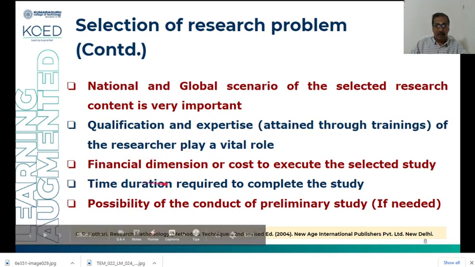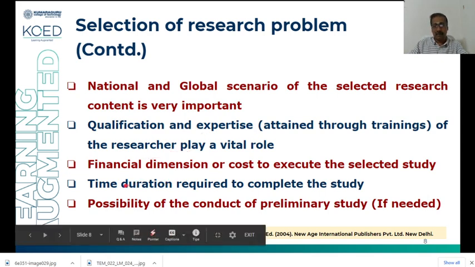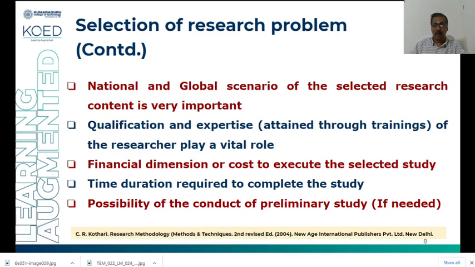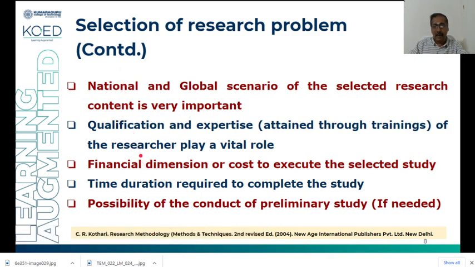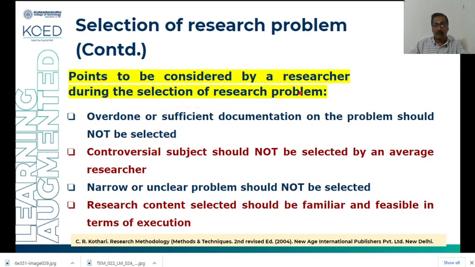That is very important. Yes, of course, cost, time duration, and if you want to conduct any preliminary study to make sure that the selected research problem is 100% right, you can go for a preliminary study, or otherwise these angles, these dimensions may be looked upon in the selection of a research problem. This is under the bird's eye view of a researcher.